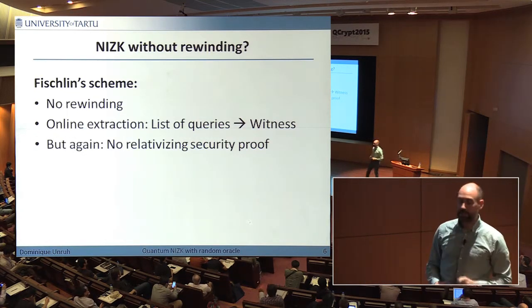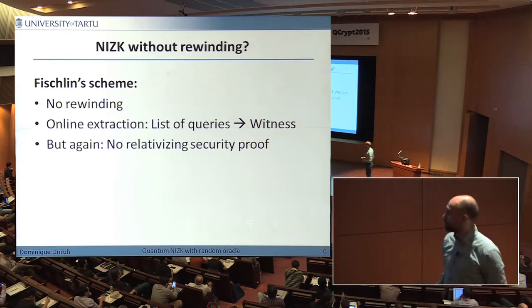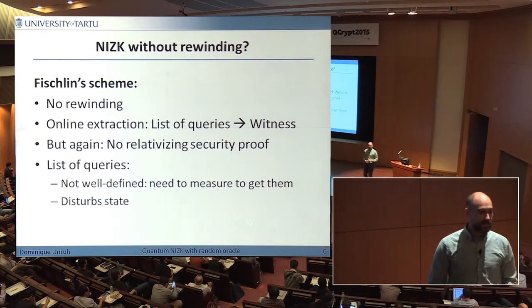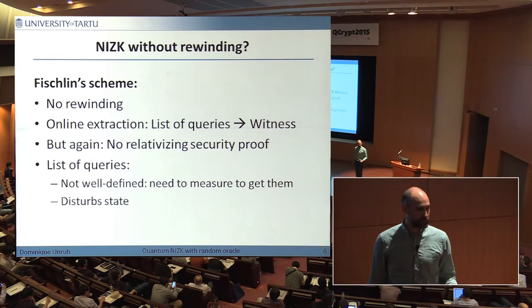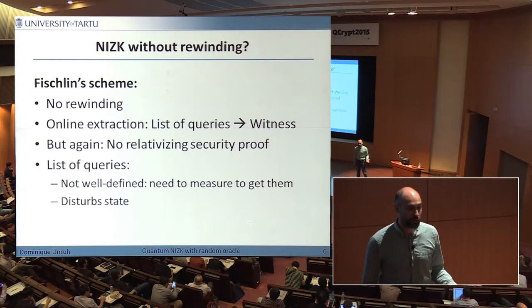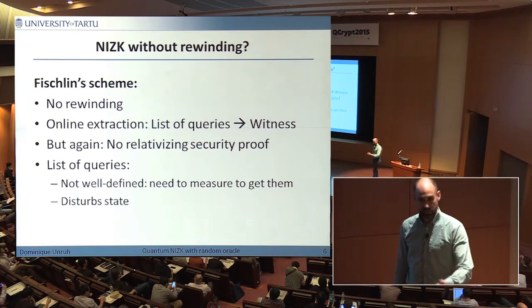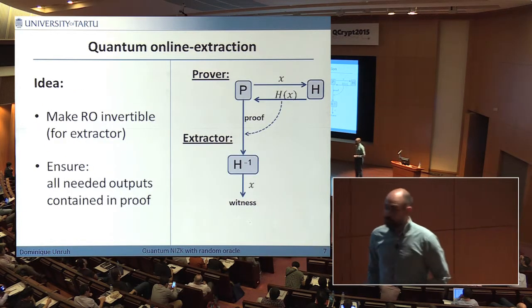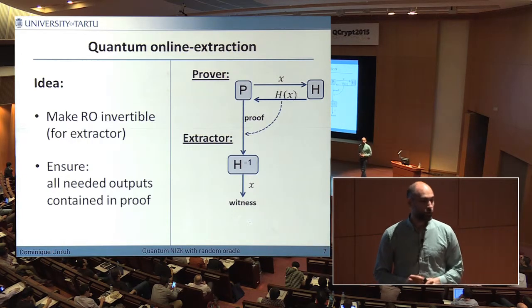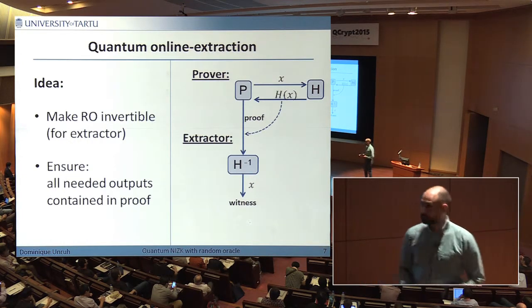Unfortunately, we can also prove that there is no security proof in general for this. And the reason is that the concept of the list of all queries that are made is not well defined in the quantum setting if the queries to the random oracle can be in superposition, because we are not allowed to measure them. So without further ado, let me show you how we solved that.